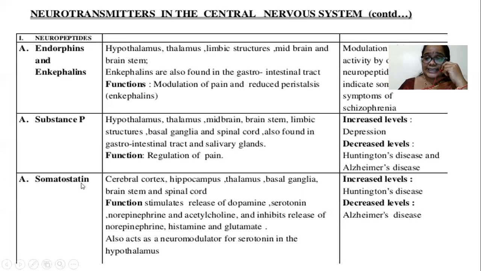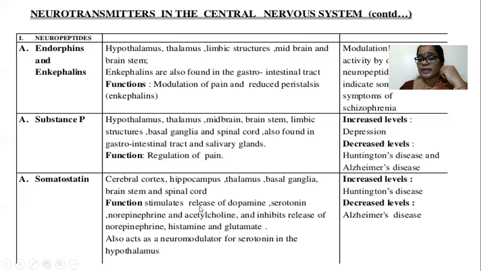And somatostatin is also a neurotransmitter. It is present in the cerebral cortex, hippocampus, thalamus, basal ganglia, brainstem, and spinal cord. The function is that it stimulates the release of dopamine. The function of somatostatin is somewhat different, because endorphin modulates the activity of dopamine.